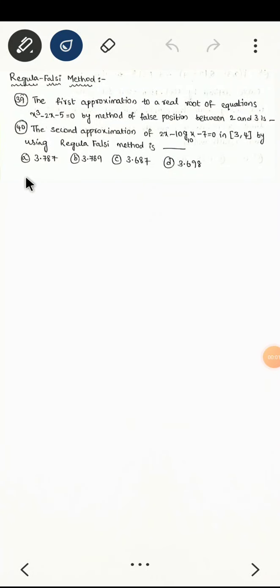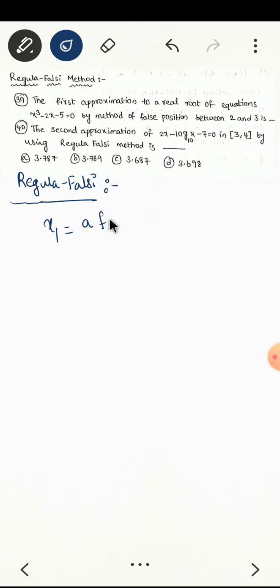Okay, today let us start one more topic, that is regula falsi method. We can also call it the false position method or method of false position. It has got several names. So how will you find out x1?